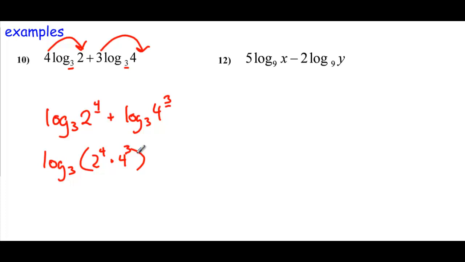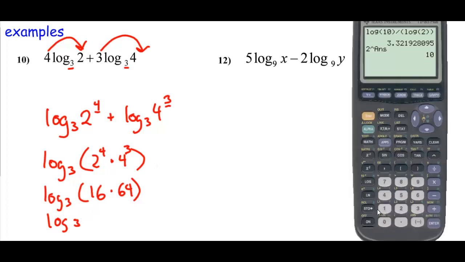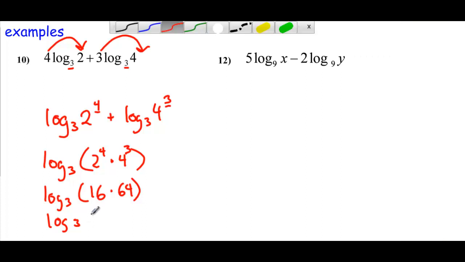Okay. Now the nice thing is, since it's in this form, we can go ahead and figure that out. So this is log base 3. 2 to the fourth is 16, and 4 to the third power is 64. And we can multiply that, and we have log base 3. I have no clue what 16 times 64 is, so let's pull out the calculator here. And 16 times 64 is 1024. Okay, so 1024, and bingo.